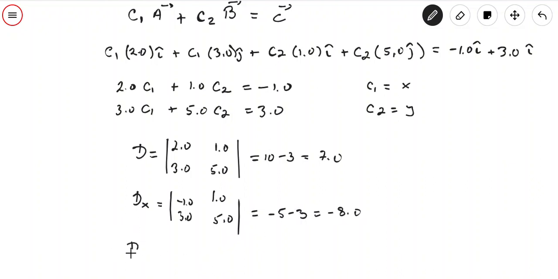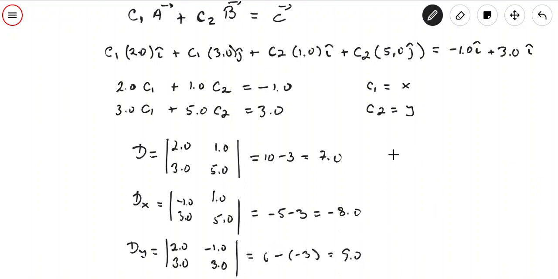And then I will find the y, and when I find the y, I will replace the y column, or the column of the C2, with these values I have on the right side here. So 2.0, 3.0, and then negative 1.0 and 3.0 here. And then I will find the value of this determinant. So this is 6 minus negative 3, so it will be 9.0.